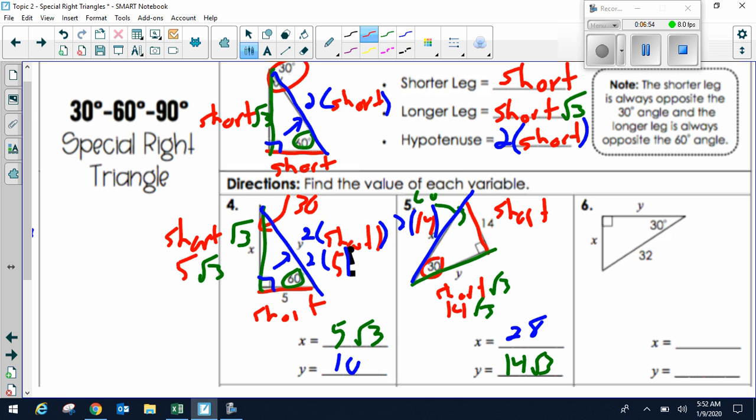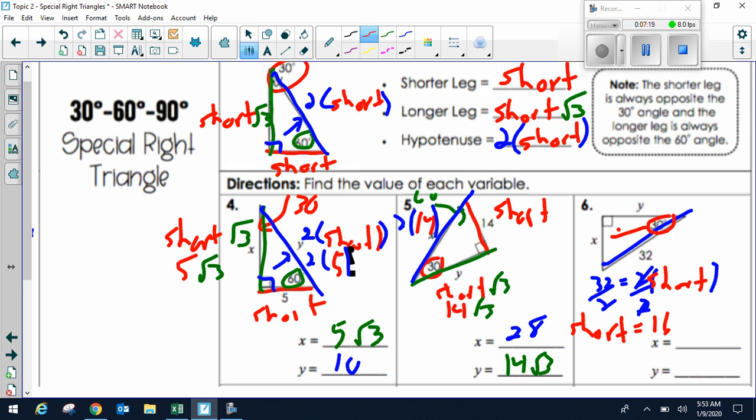Same thing in the last one. This time they give me the hypotenuse. The hypotenuse is always equal to 2 times the short leg, so to solve it, we divide by 2, and we get that the short leg is equal to 16. Which one's the short leg? It's opposite the 30, so my short leg would be x, so x is going to be 16. For my longer leg, the rule is the short leg, which we just found is 16, times the square root of 3. So y is 16 square root of 3.